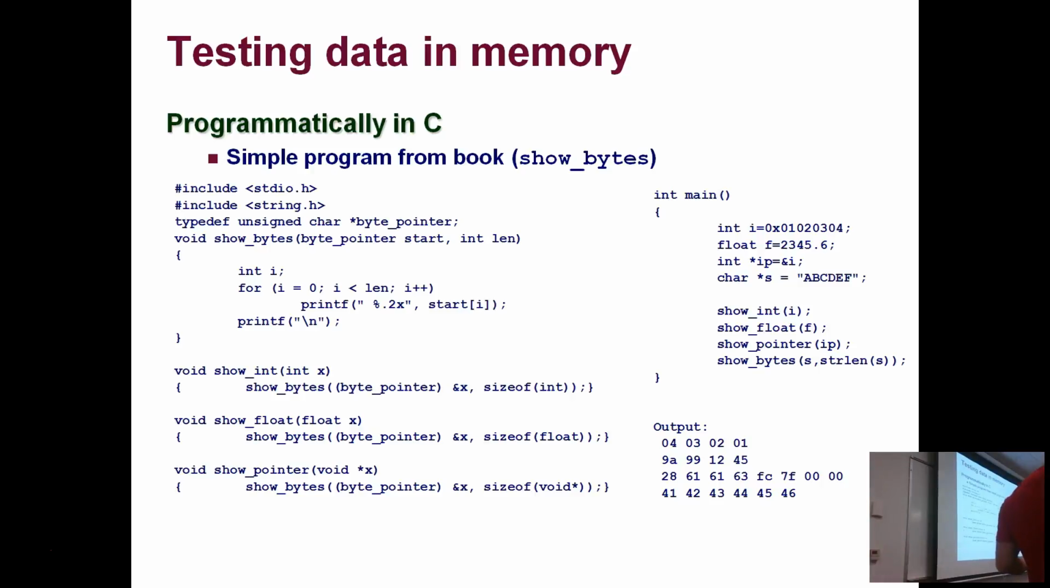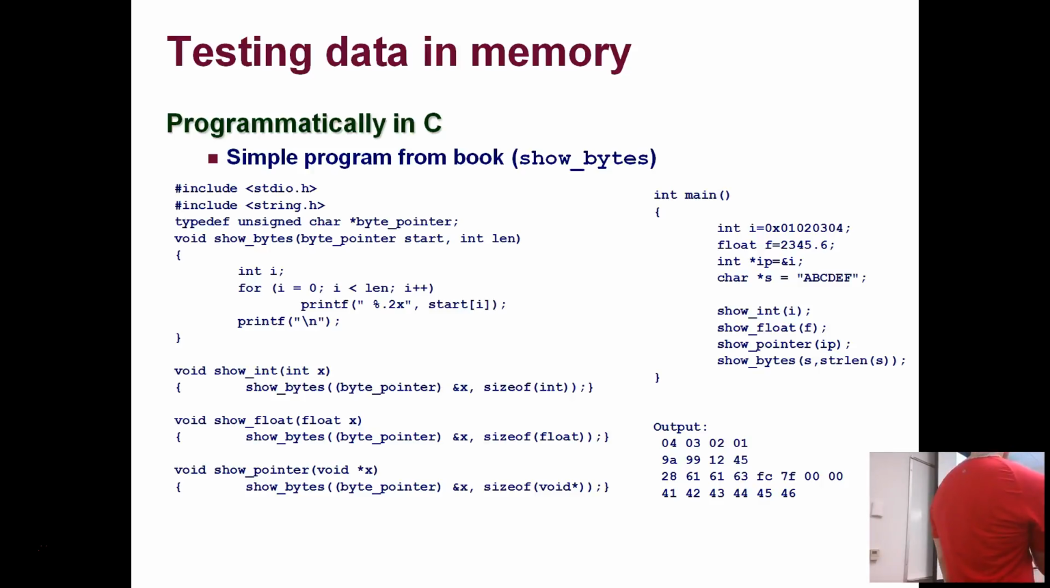Oh yeah, this is the Bryant O'Halloran code. Oh, this is what the code is. And so I'll walk through this very quickly. They define this byte pointer. So what they want to do is put a byte pointer at the address of I, the address of F, the address of IP, and the address of S. And they want to use this byte pointer and increment it by 1, and then dump whatever byte's there. And so structurally, you have an int, a float, an integer pointer, and a character pointer.